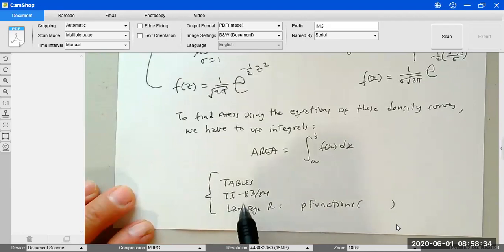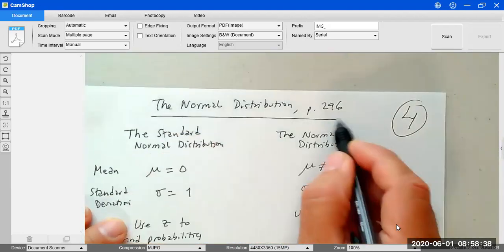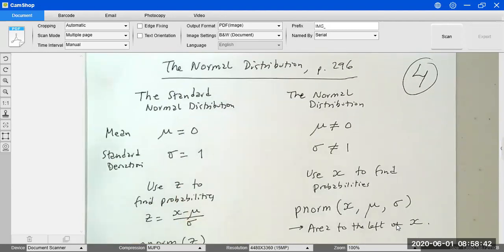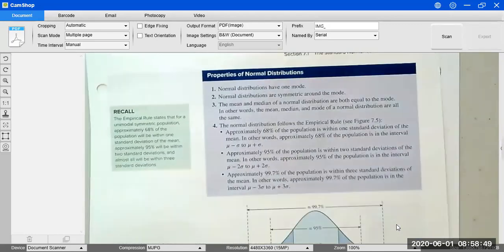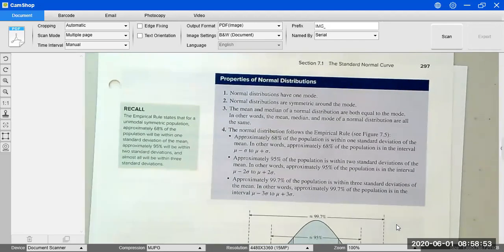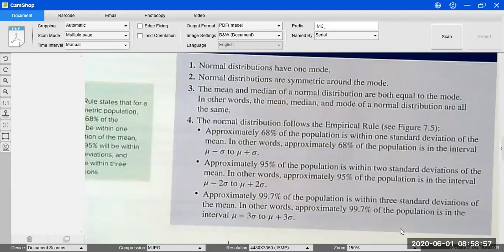So this is the information that you need to know about the normal distribution: we have the standard normal, these are the conditions, and we have the general case. As for the properties, I'm not going to copy everything that is in your book. You can just check your book on page 297, where we have the properties for the normal distribution.